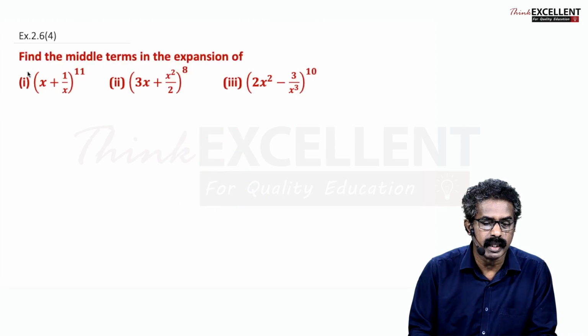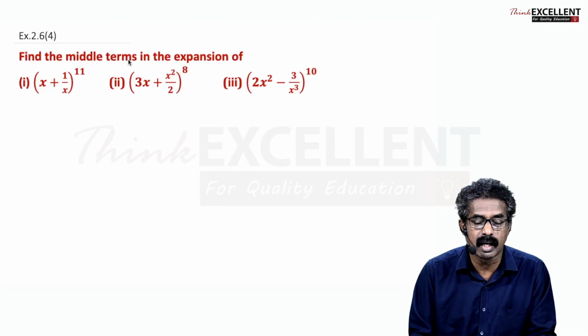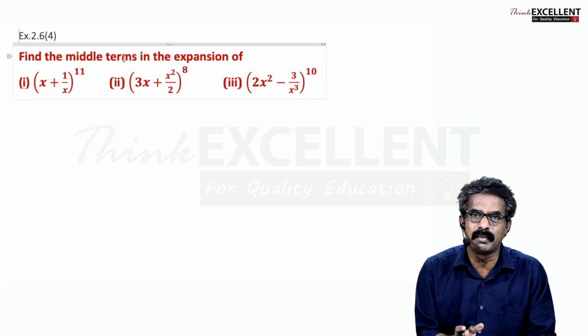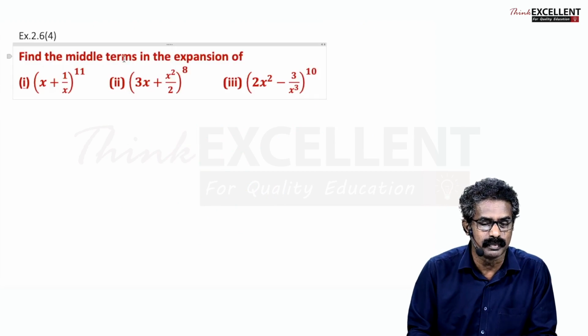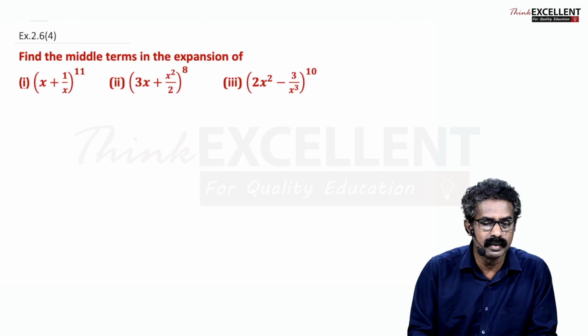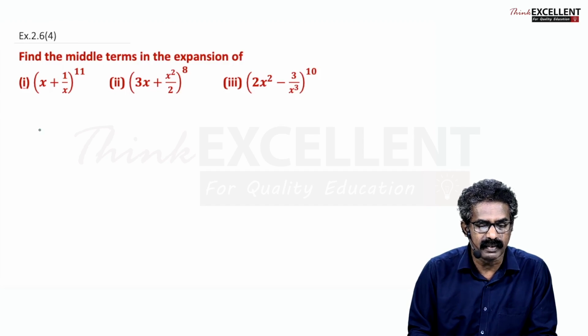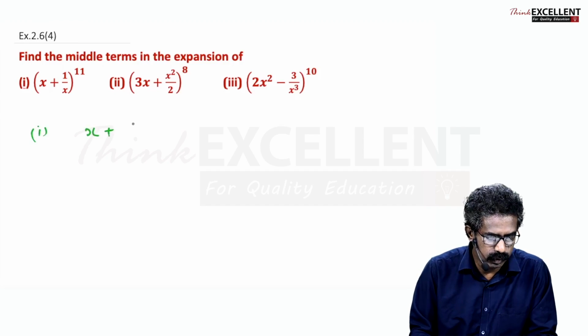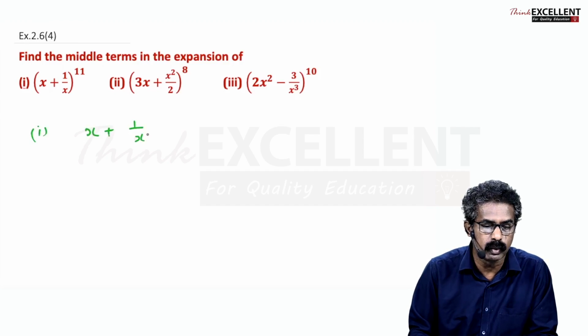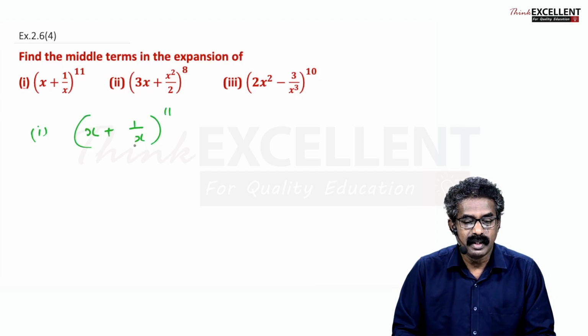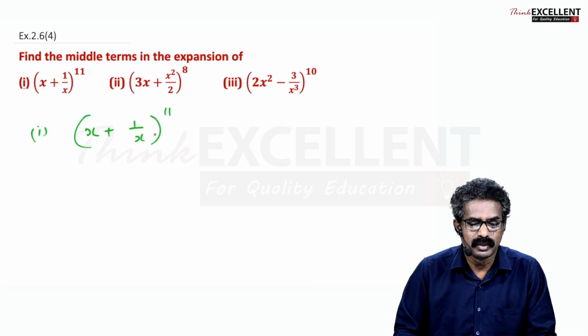Now let's move on to the next question. Find the middle term or middle terms. You know, sometimes there is one middle term and sometimes there are two middle terms, right? So we take the first one: (x + 1/x) raised to 11. We want to find the middle term or middle terms. So the power is an odd number. Suppose the power is 3: power 3 means 4 terms will be there, so there are 2 middle terms, right?